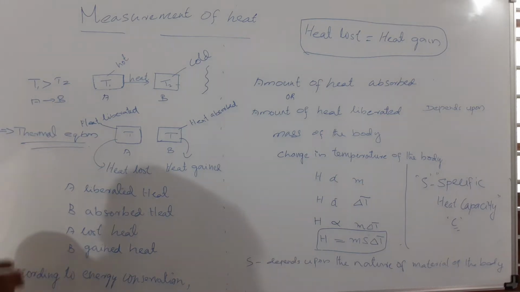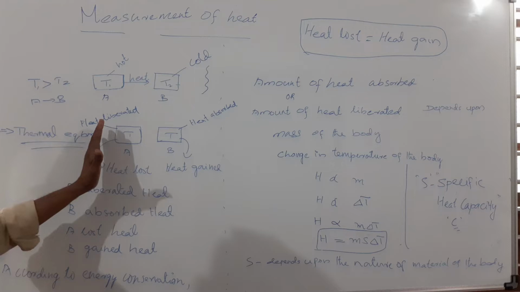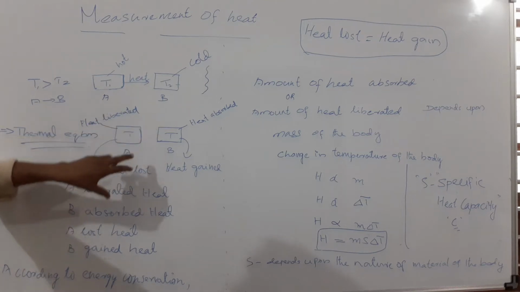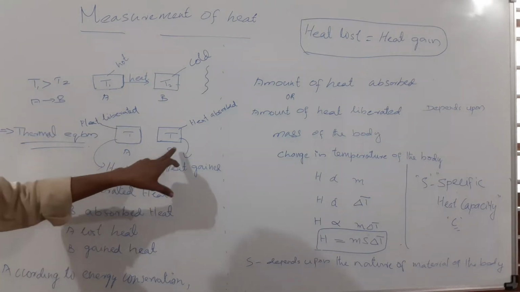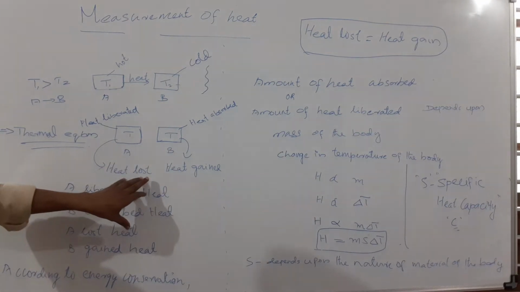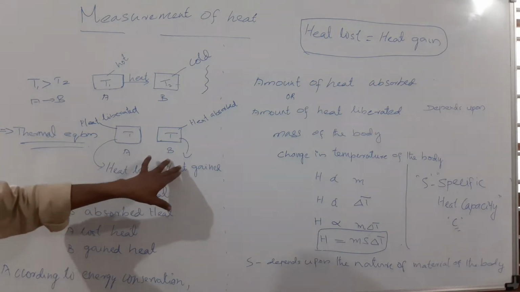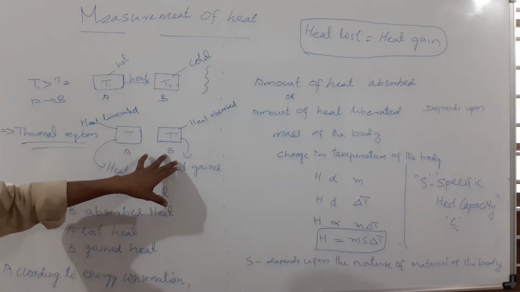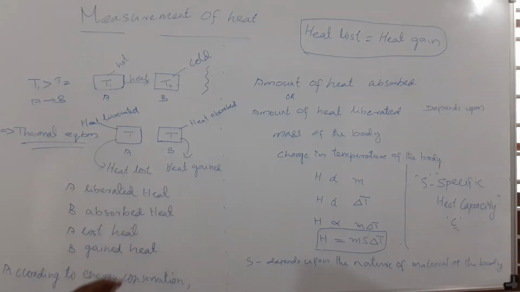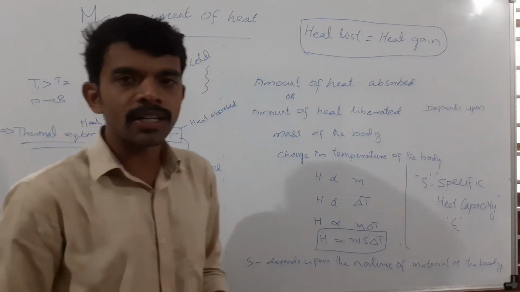We know that heat is a form of energy, and energy cannot be created nor destroyed, so it will be a constant. Whatever energy has been lost from A will be gained by B. So the loss of heat by A is equal to the gain of heat by body B. That is one of the important aspects that you have to understand.